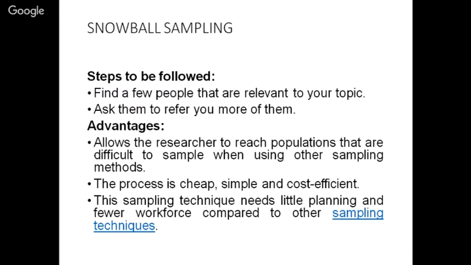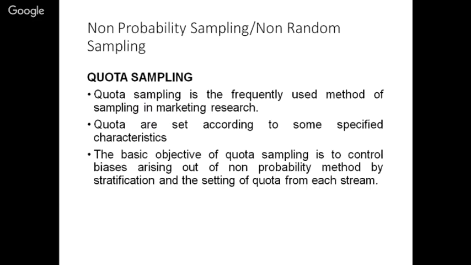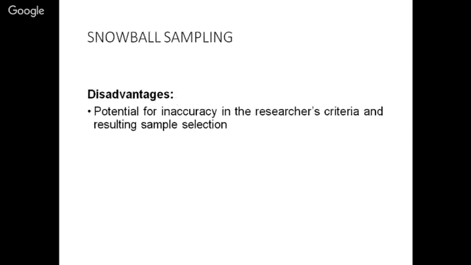Steps to be followed: find a few people that are relevant to your topic and ask them to refer you to more of them. Advantages are: it allows the researcher to reach populations that are difficult to sample when using other sampling methods. This process is cheap, simple and cost efficient, and this kind of sampling technique requires very little planning and a smaller workforce as compared to other sampling techniques. Potential for inaccuracy in researcher criteria and resulting sample selection is the disadvantage of snowball sampling.